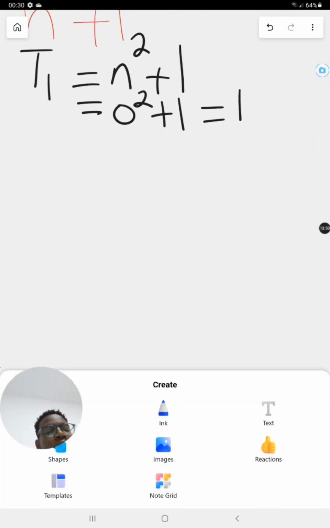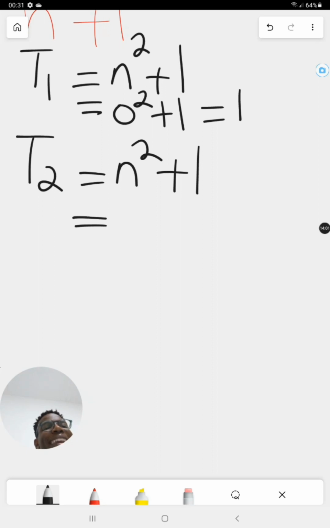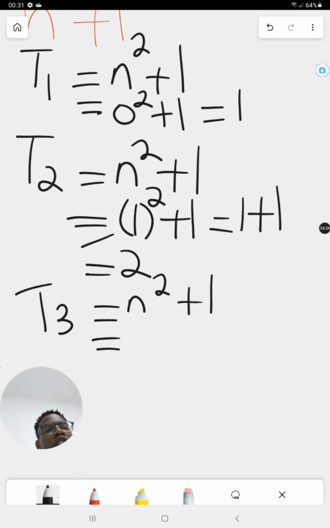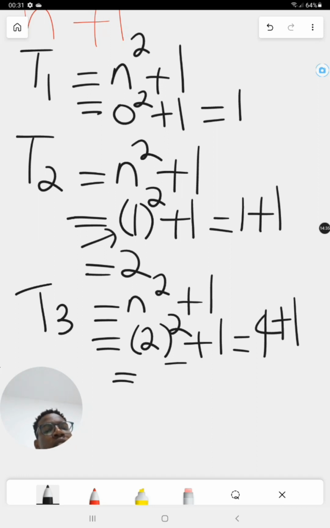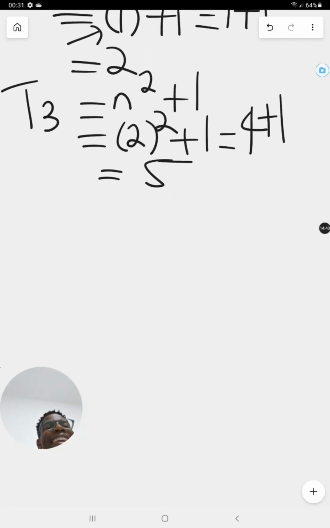So what is our term number 2? Term number 2 is when n is equal to 1. n squared plus 1 when n is 1: 1 squared plus 1 gives us 1 plus 1, and that's 2. Then term 3 is when n is equal to 2, since we used 1 for the previous term. 2 squared plus 1 gives us 4 plus 1, and the answer is 5.